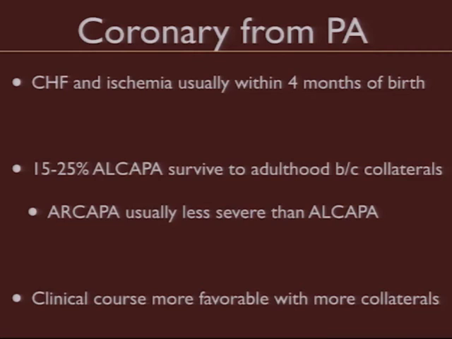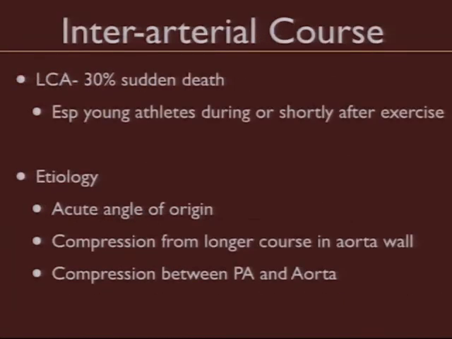And oftentimes, as you've seen in that case, where there are so many collaterals, if you actually tried to repair that, you would do more harm to the patient. So it's not uncommon that we'll find these ones with right coronary arteries from the pulmonary artery living into adulthood. And then, as I mentioned, more collaterals are protective.